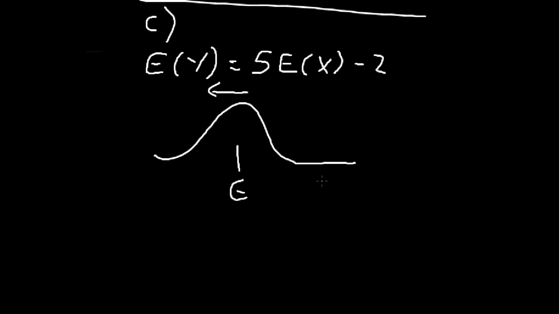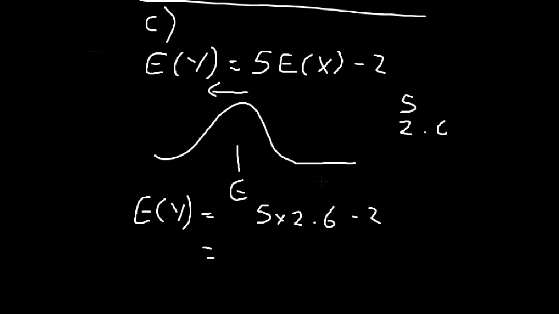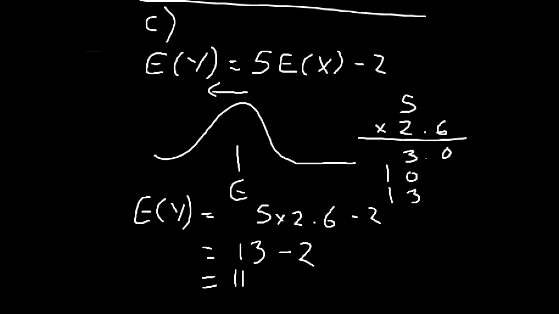So what we can do is write this out and say 5 times 2.6 minus 2. The 5 and the 2.6, when we times them together, is 5 times 6 is 30, and 5 times 0.6 is 3, so we're left with 13. So it's 13 minus 2, which is equal to 11. And that is your final answer for part C.